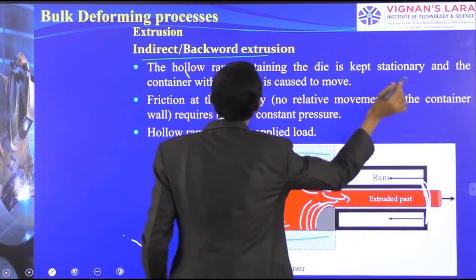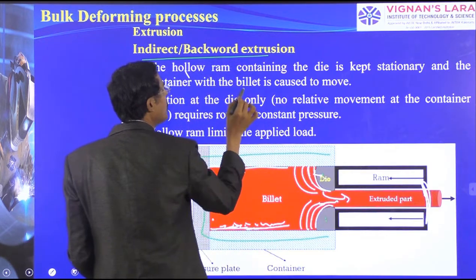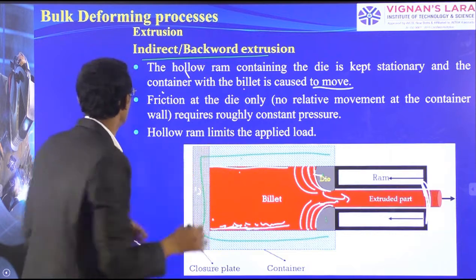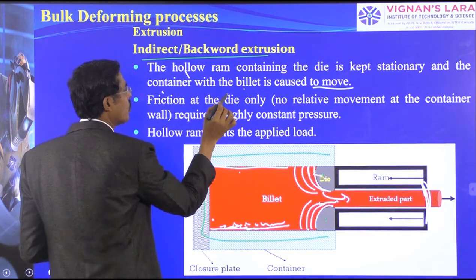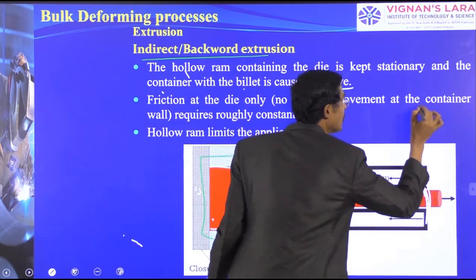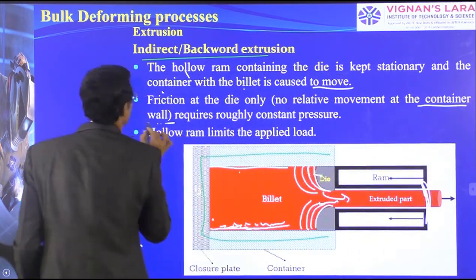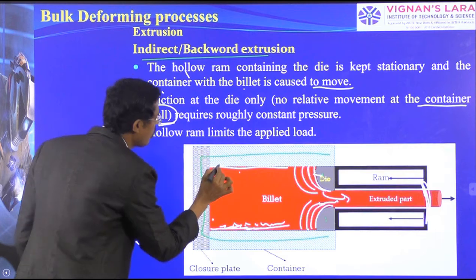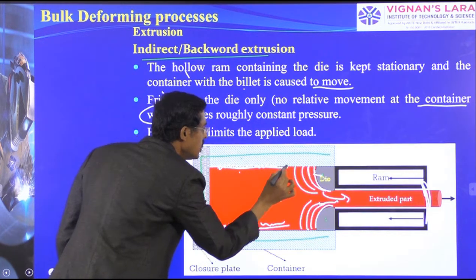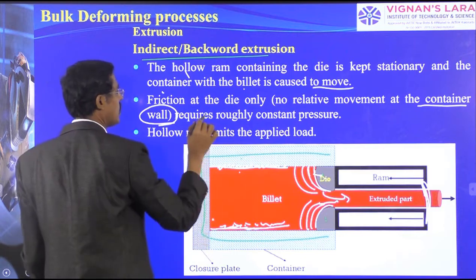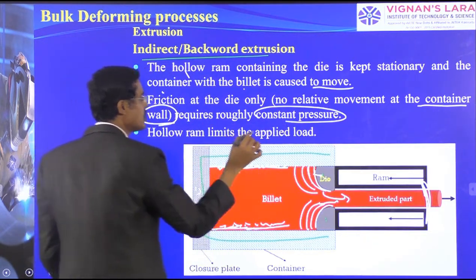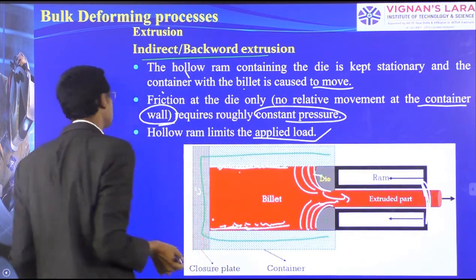So likewise we understand. Hollow ram containing the die is kept stationary. The die is kept stationary and the container with the billet is caused to move. The friction is at the die only, with no relative movement at the container wall. So here there is no relative movement. Roughly constant pressure. Therefore, at roughly constant pressure, the hollow ram limits the application of loads.